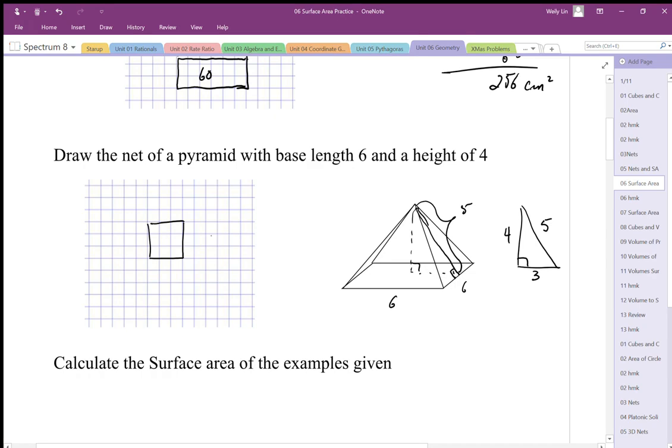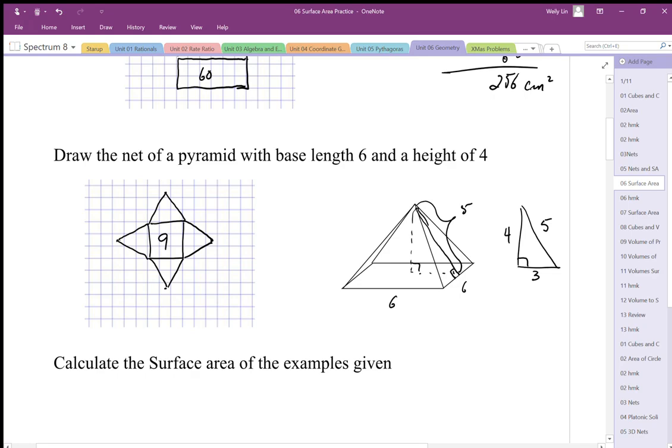So if that's 5 centimeters, I'm going to be at about that point there, and I'm going to have those triangles show on each of those sides. Okay, so I've got all 5 surfaces accounted for. I calculate the area of each of those surfaces.